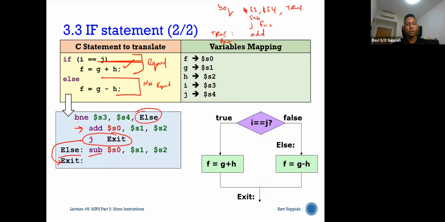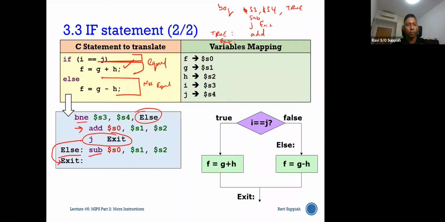So in this translation, BNE means not equal. So in the not equal case, I jump to else, which is where I do the subtraction. Okay, and then I carry on. But if it's equal, I must do the addition. That means I don't take the jump.